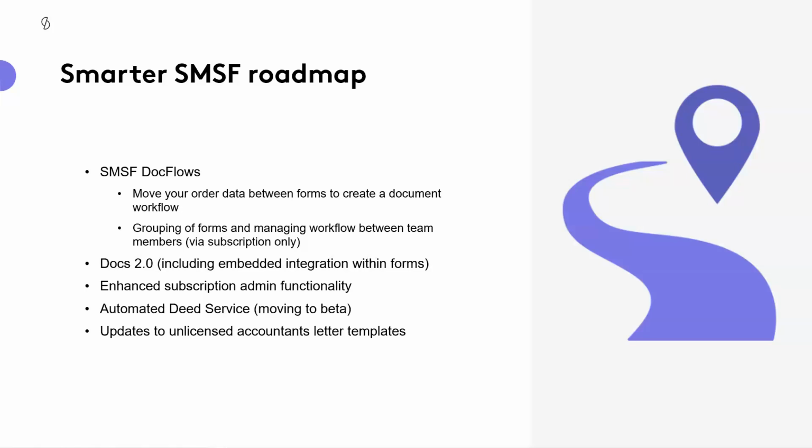Our enhanced subscription admin functionality, as we showed you before, has primary and secondary users with the team being able to access the subscription and its functionality. Our deed manager, so our deed service, allowing you to manage your deeds and constitutions and other documents online, and then potentially automatically updating those as part of a deed service, is moving to beta, and we're adding some clients into that at the moment. And we've got a number of other things, including our unlicensed accountant templates and bundling those into our existing subscriptions as well. So we've got a heap of work to keep us busy for a very long time.